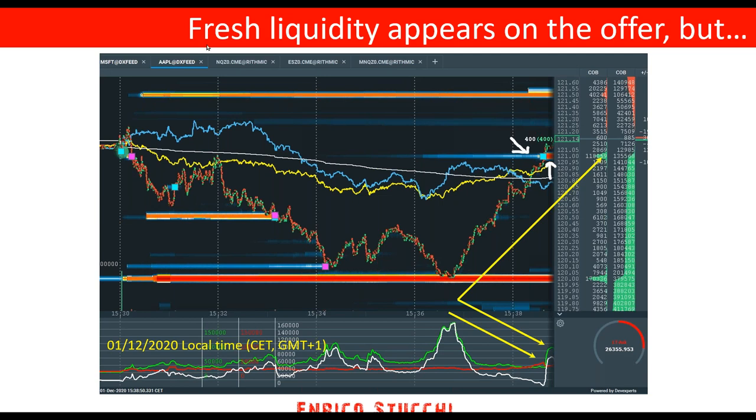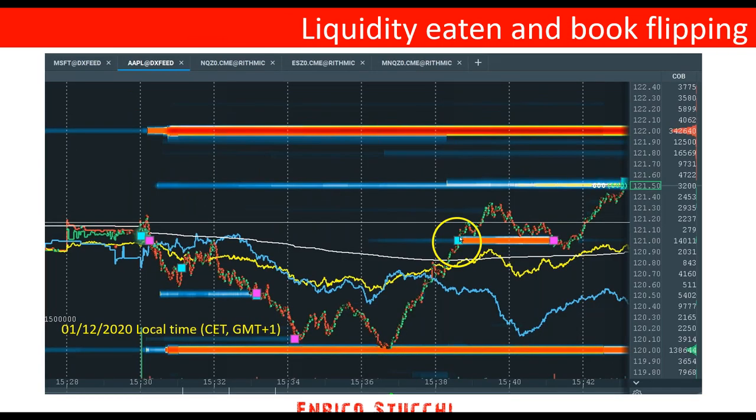Okay, now look at this, fresh liquidity appears on the offer here. This is fresh liquidity. The liquidity increases when the price comes to this level, but they are strong enough, they are in control. So liquidity is eaten, and then the book is flipped, because here we have the liquidity before the price, so this is a hypothetical resistance, and here is a support, because the price has crossed above this level.